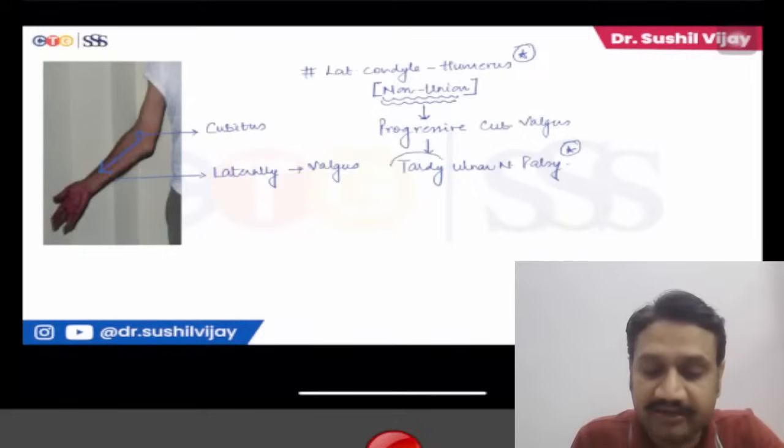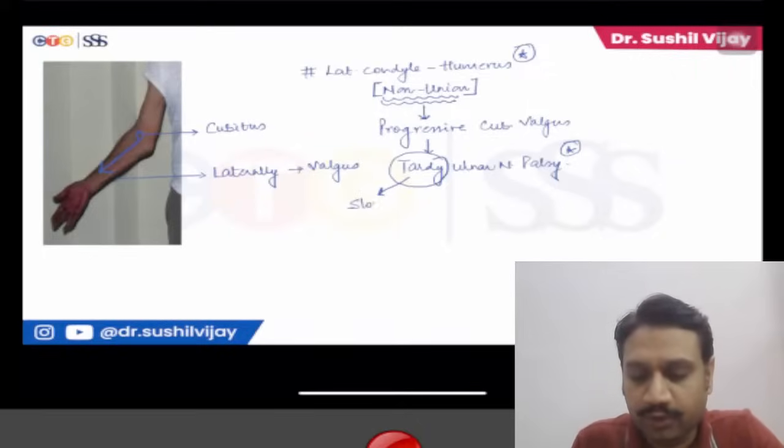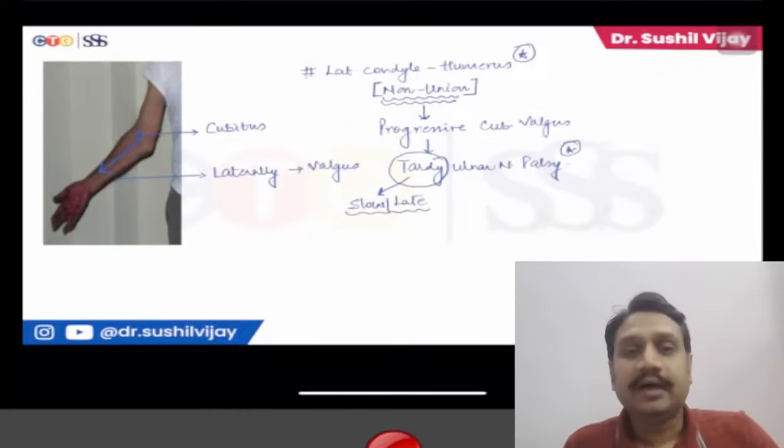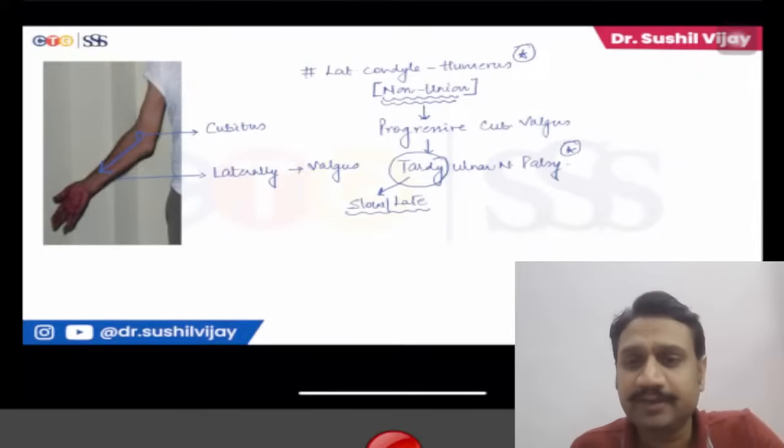It has to be tardy. I'm very sure you all know the meaning of this word tardy. It has to be always the slow or late involvement, right? Slow or late involvement of the ulnar nerve. Okay, this is fine, I hope. These are very important MCQs.